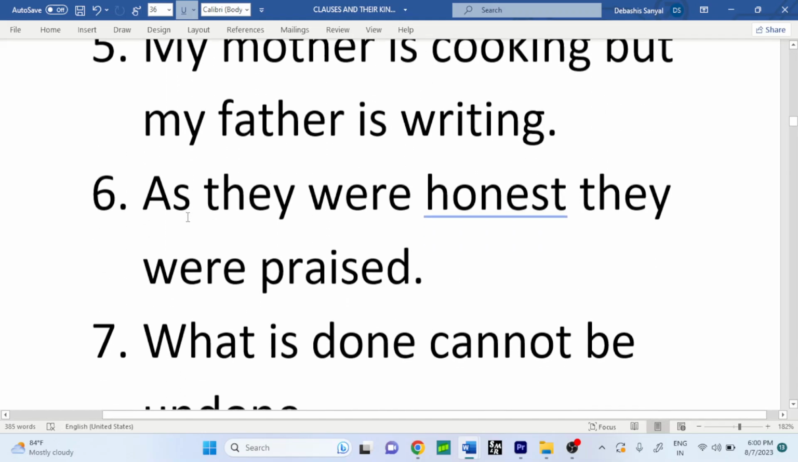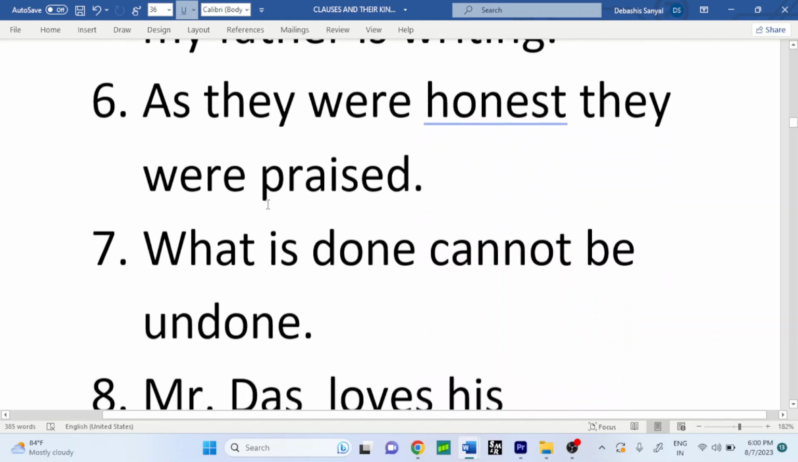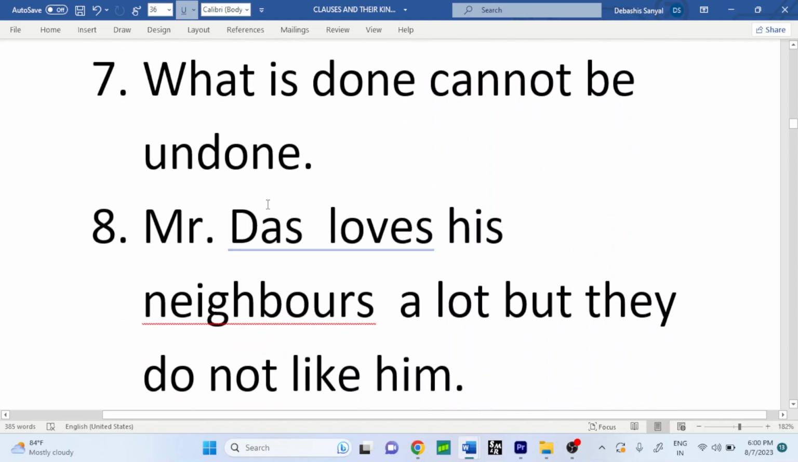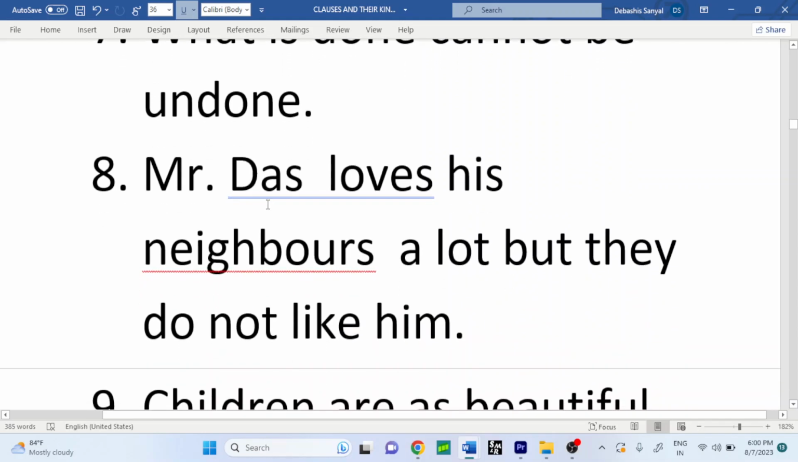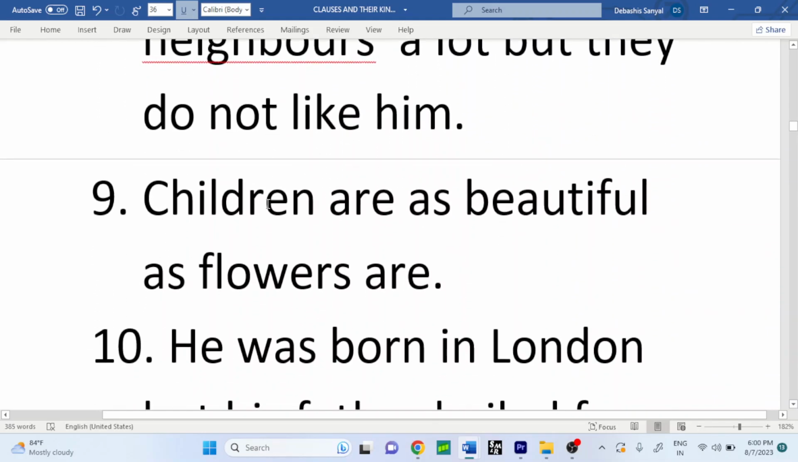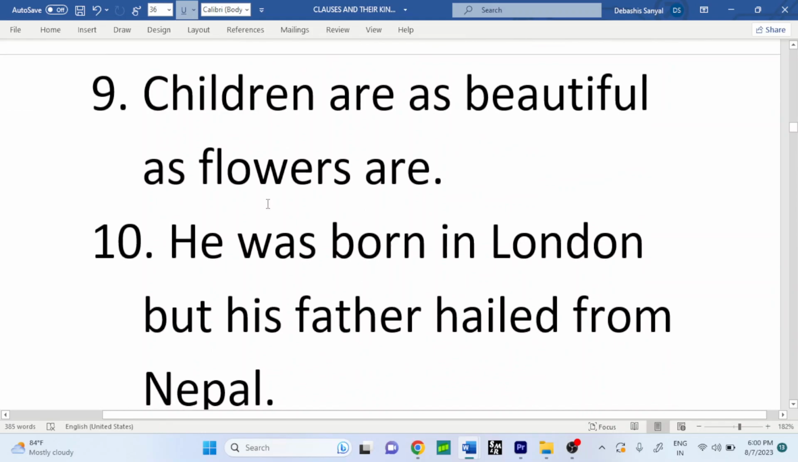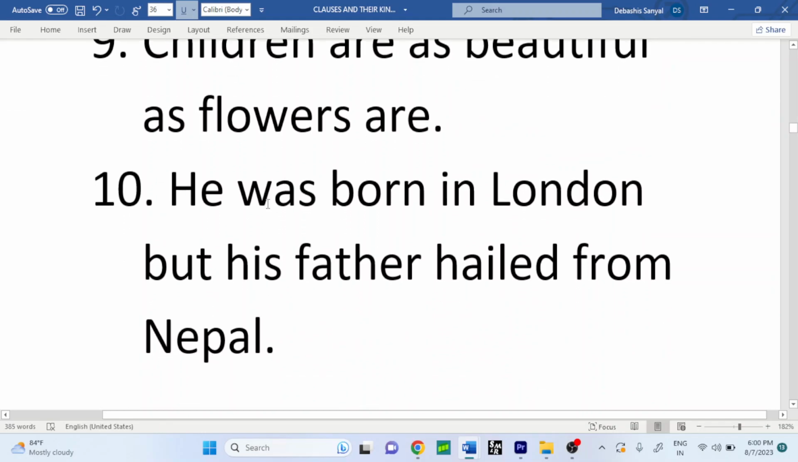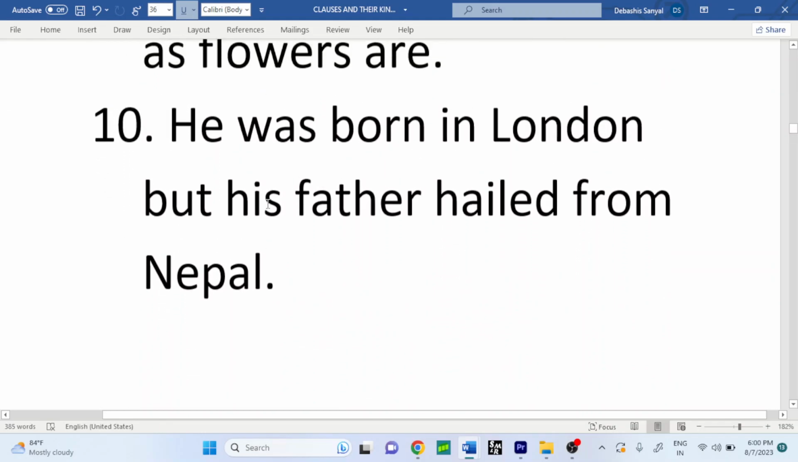My mother is cooking, but my father is writing. As they were honest, they are praised. What is done cannot be undone. Mr. Das loves his neighbors a lot, but they do not like him. Children are as beautiful as flowers are. He was born in London, but his father hailed from Nepal.